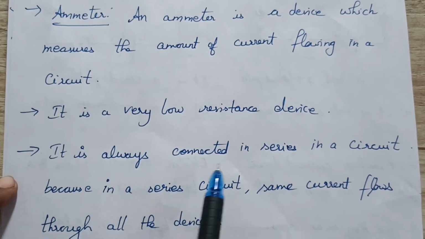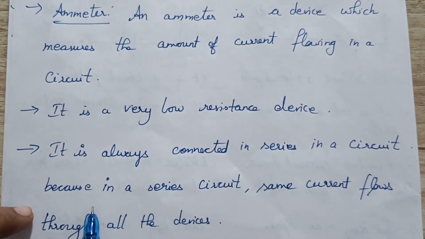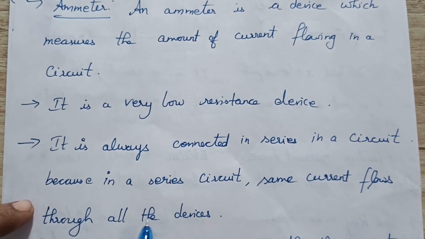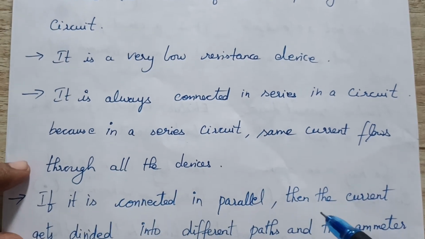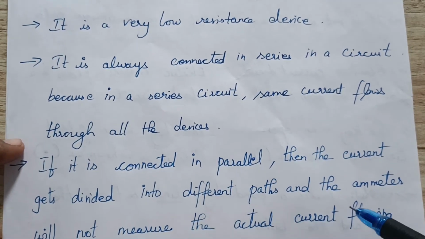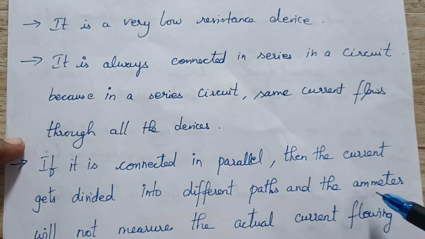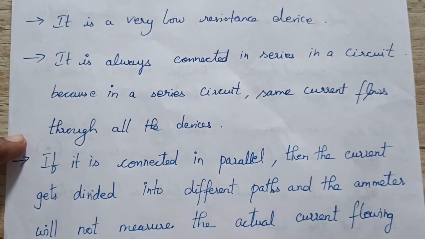It is always connected in series in a circuit, because in a series the same current flows through all the devices. It should not be connected in parallel. When it is connected in parallel, some of the current may be divided into the other path, right? So the ammeter will not give the correct current flowing through this circuit.